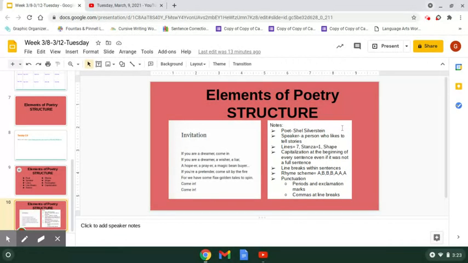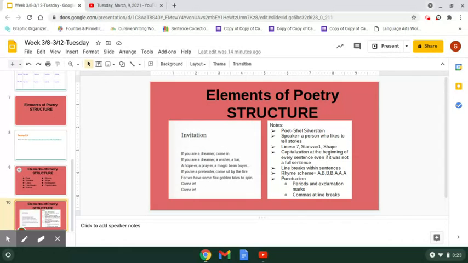All right, so our poet, or the one who wrote this poem, is Shel Silverstein. Our speaker, so let's look at this line: if you're a pretender, come sit by the fire, for we have some flax golden tales to spin. So tales are stories. So it's saying that we have some tales or stories to share, to spin, to share with the group that's by the fire. So clearly this speaker is somebody who likes to tell stories.